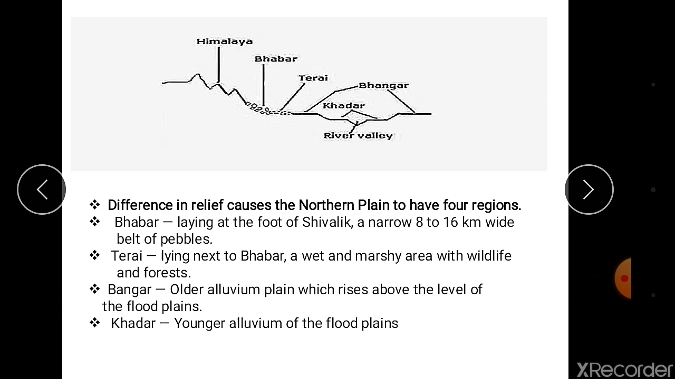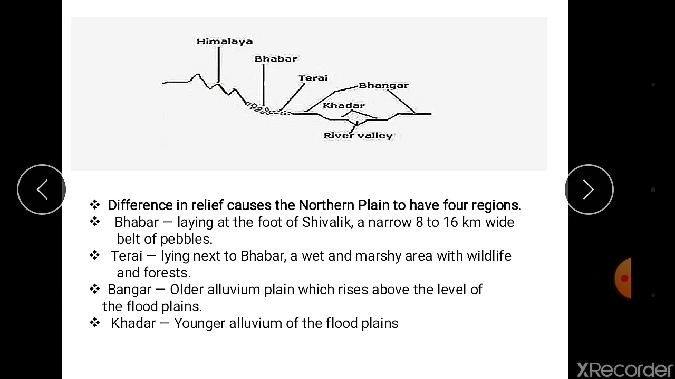Next to Tarai, the Bhangar is here. This is the older alluvium plain which rises above the level of the flood plain. This is the flood plain. And next, Khadar. The Khadar is the younger alluvium of the flood plains. To understand the northern plain, you should understand all these terms properly.